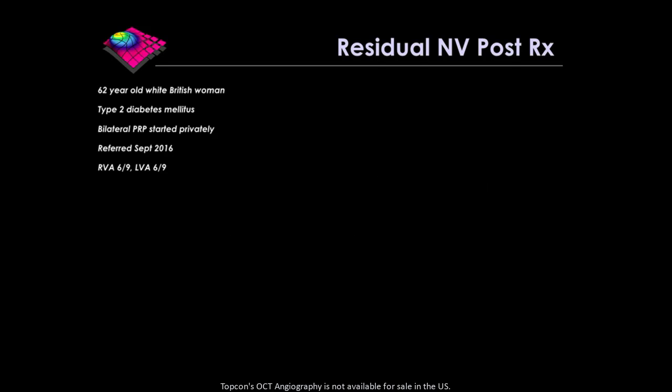So here's a case, 62-year-old English woman, type 2 diabetes. She gets picked up as having proliferative diabetic retinopathy in both eyes, goes to a private clinic. They start to do some laser treatment, and she's referred on to my clinic, and her vision is 6/9 in both eyes. So pretty good vision in both eyes.